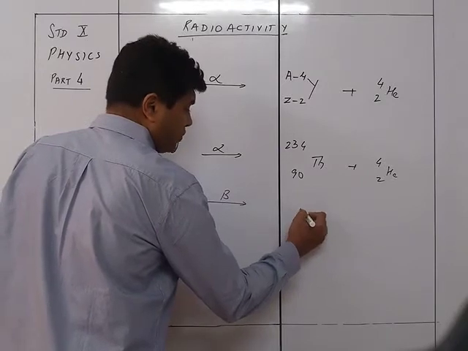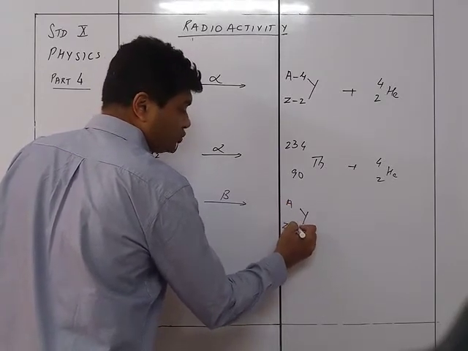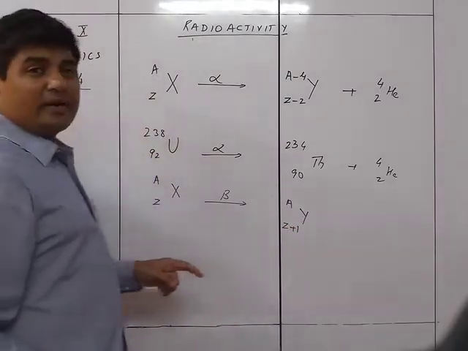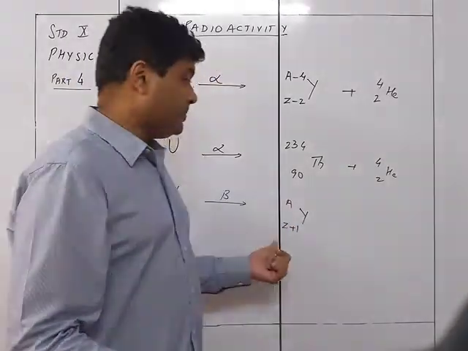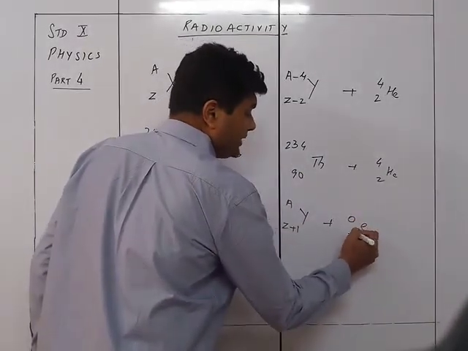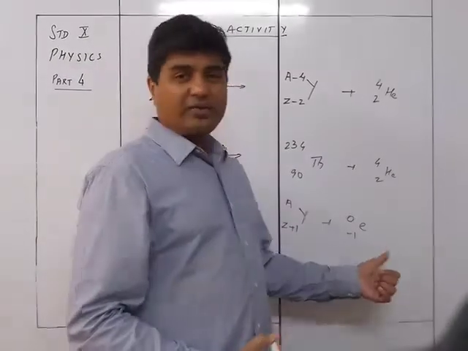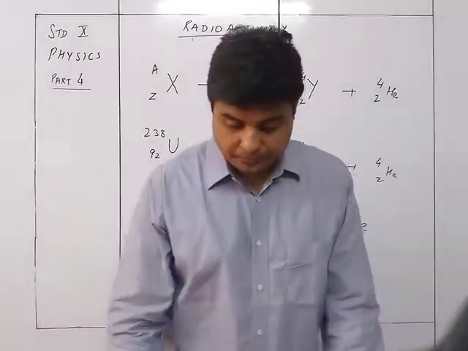So it will be Y, with A, but this is going to be Z plus 1, because the atomic number is going to increase by 1. So it will be Z plus 1, plus 0e-1. So this will be the particle, that is the beta particle given out, that is 1 electron.